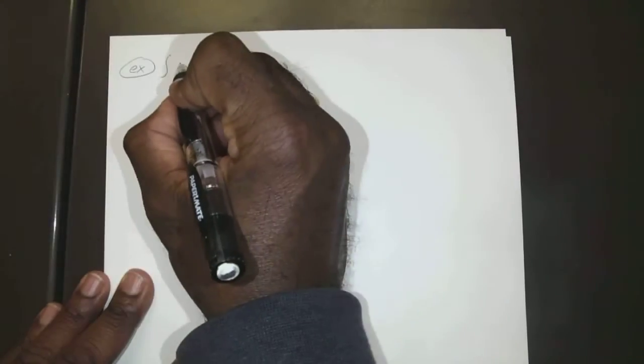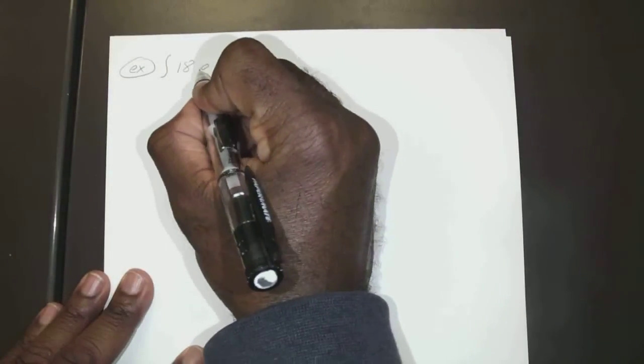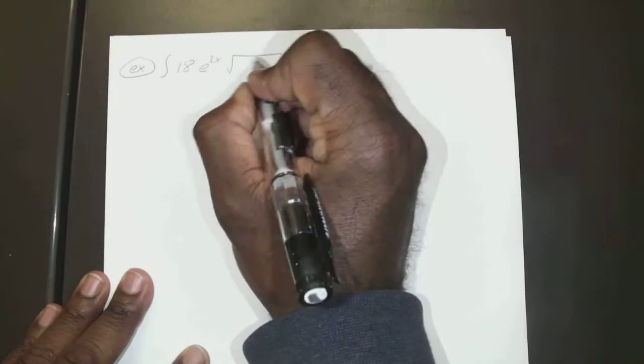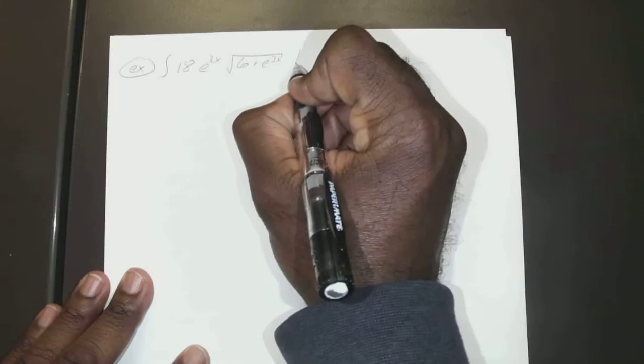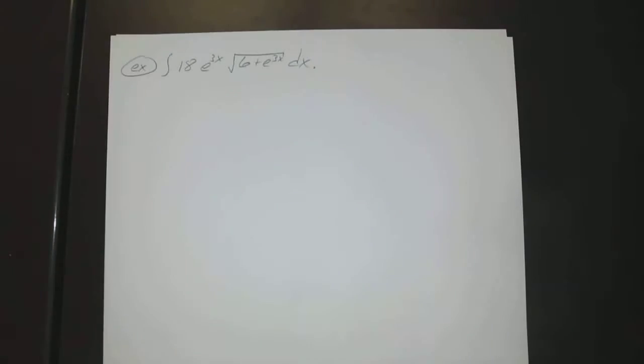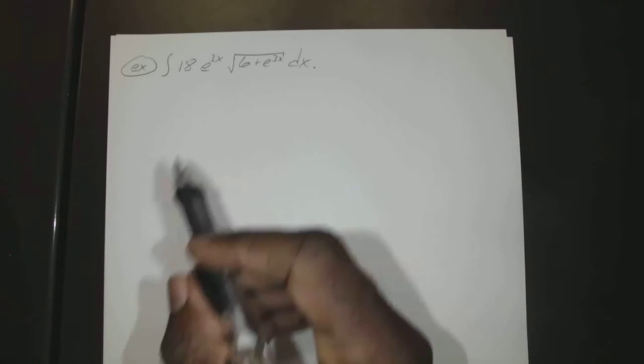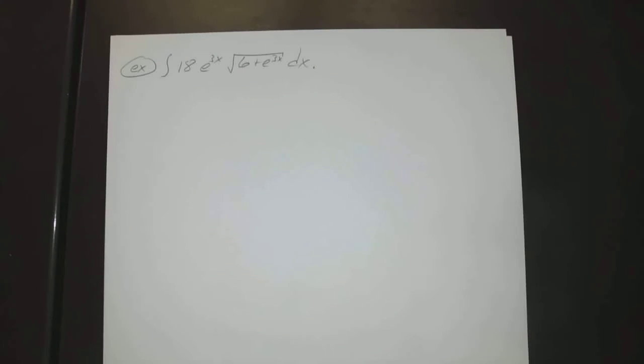Okay, so what if we have the integral of 18 e to the 3x times the square root of 6 plus e to the 3x with respect to x? Okay, so just 3x, each of 3x? Yes, e to the 3x. Both of those are e to the 3x.